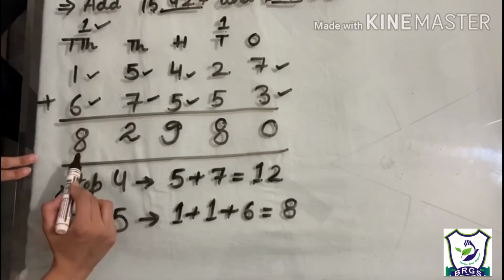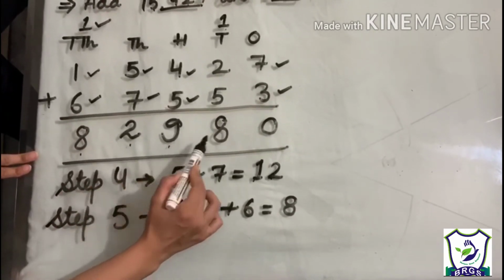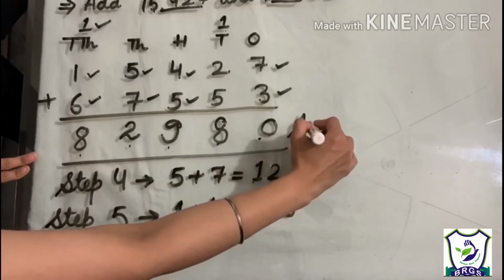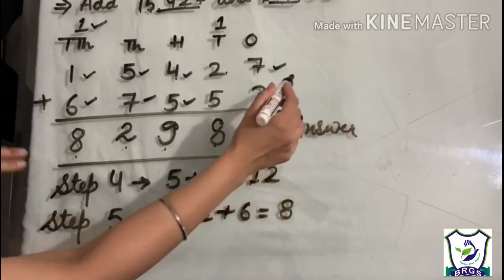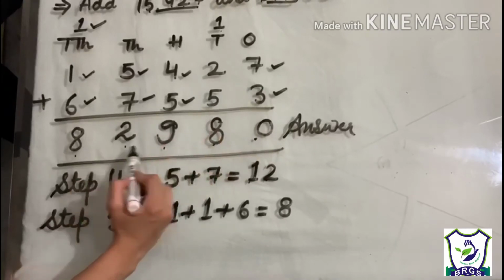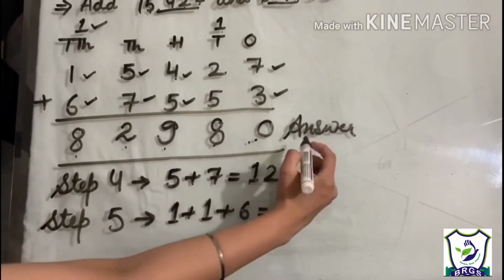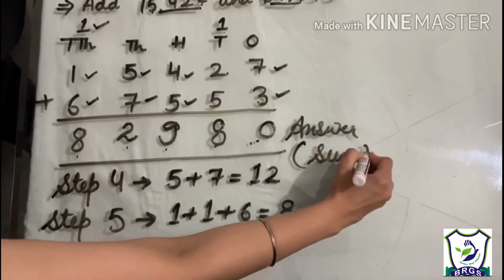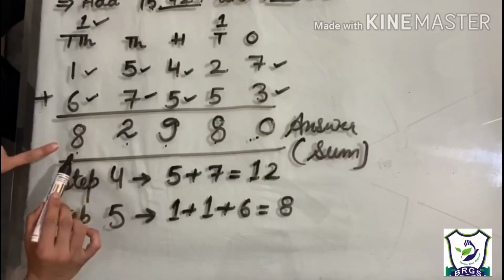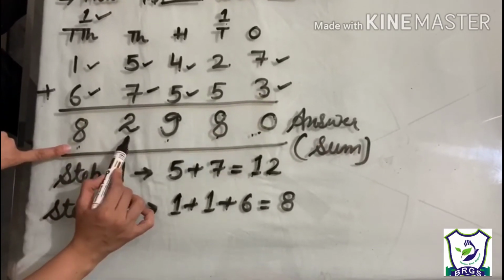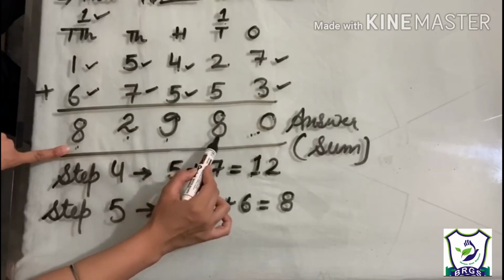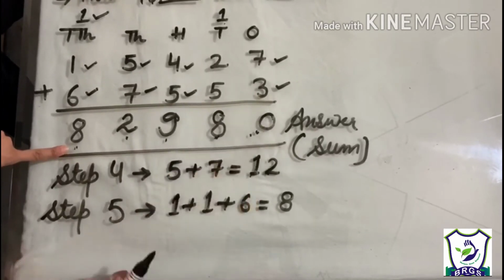And our answer is 82,980. This is our answer. And when we add the addends, the answer we get in addition is also called a sum. I repeat it. 82,980, 8 tens and 0 ones.